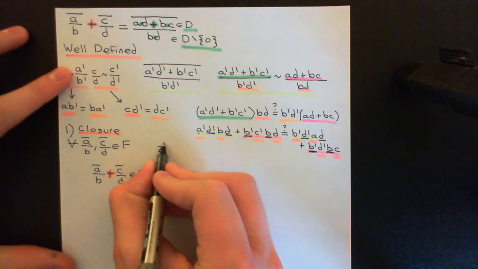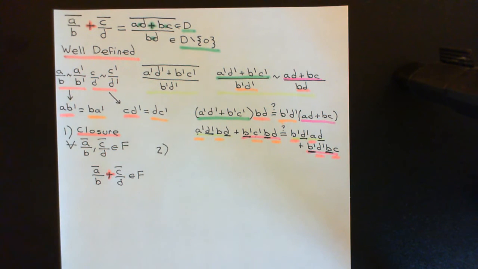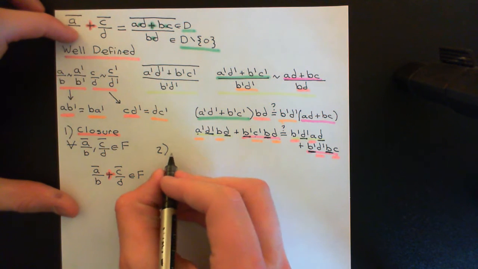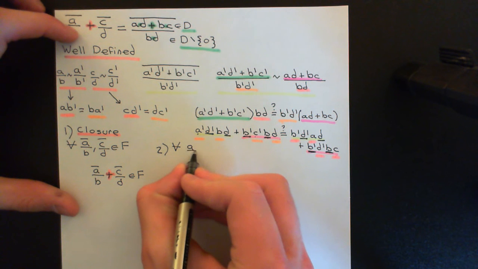Axiom number 2 now, and to not waste space, I'll put it here. Axiom number 2 is associativity. Now this is going to be very, very nice, very, very easy. It will just follow from all of the axioms that worked on the integral domain. So let me show you this. We're now going to take 3 arbitrary equivalence classes.